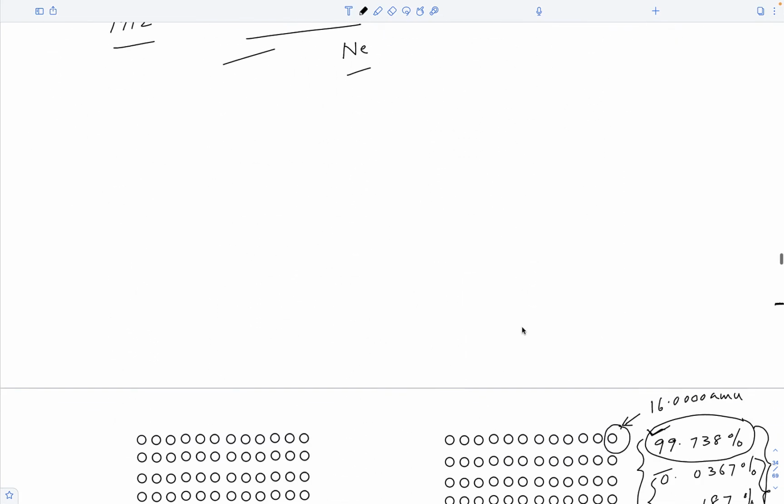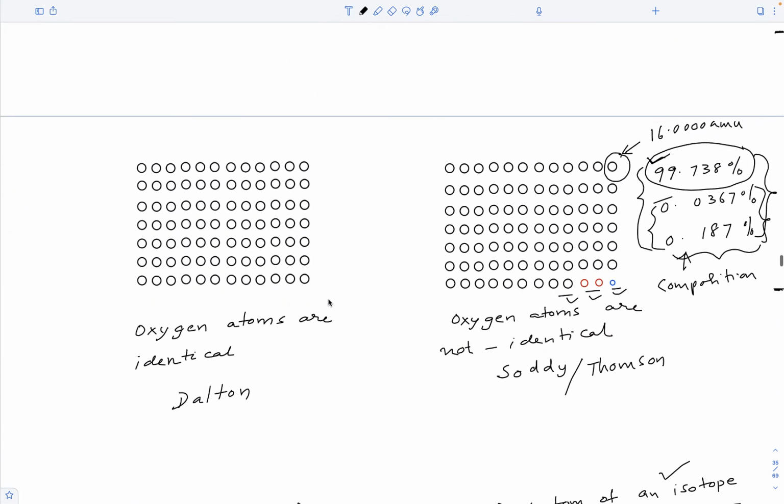Earlier, we thought all atoms of an element are identical, so there was only one atomic weight per element. But now we discovered isotopes. Atoms of an element may have different atomic weights. So now we have to deal with multiple atomic weights of the same element.